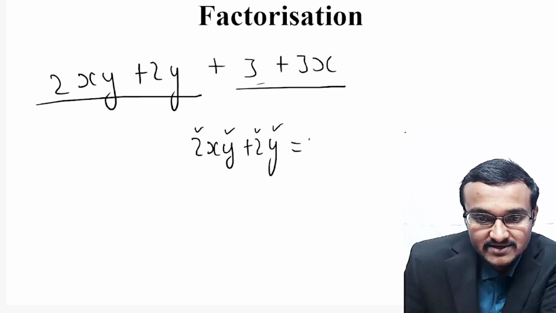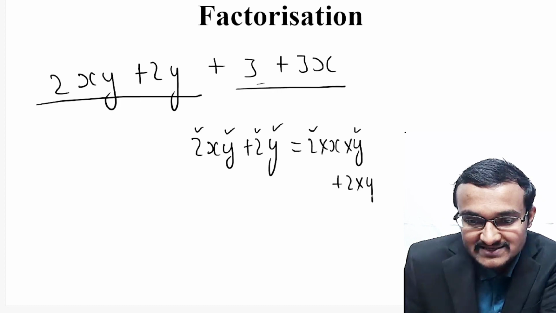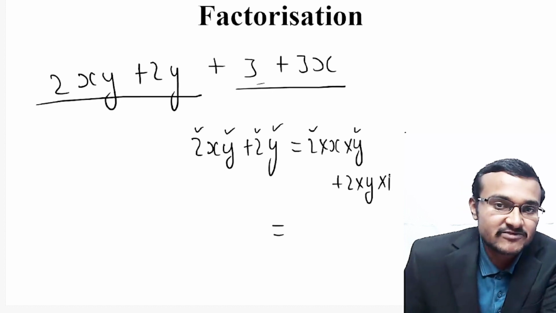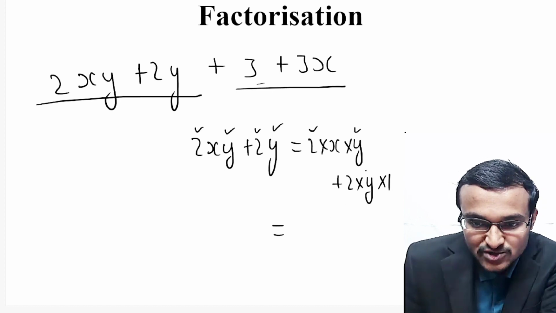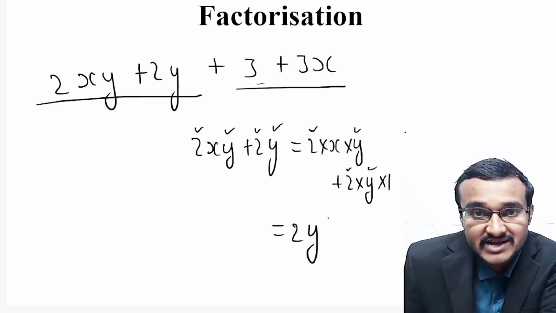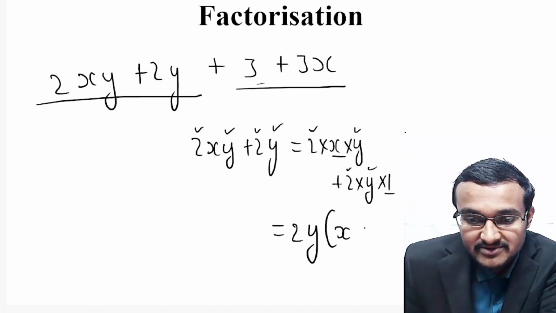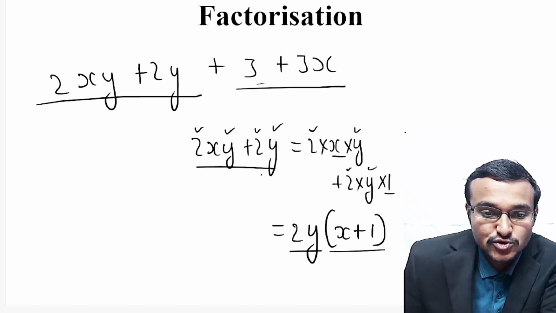So if you take 2 into x into y, here if you take 2 and y common, in 2y you can write this as 2 into y into 1, because anything multiplied with 1 you will get the same answer, so that's why I am multiplying with 1. Here if you take 2 and y common, here also if you take 2 and y common, so 2y will come outside the bracket, so inside the bracket x will be remaining and 1 will be remaining, so x plus 1. So 2y into x plus 1 is the factors for 2xy plus 2y.